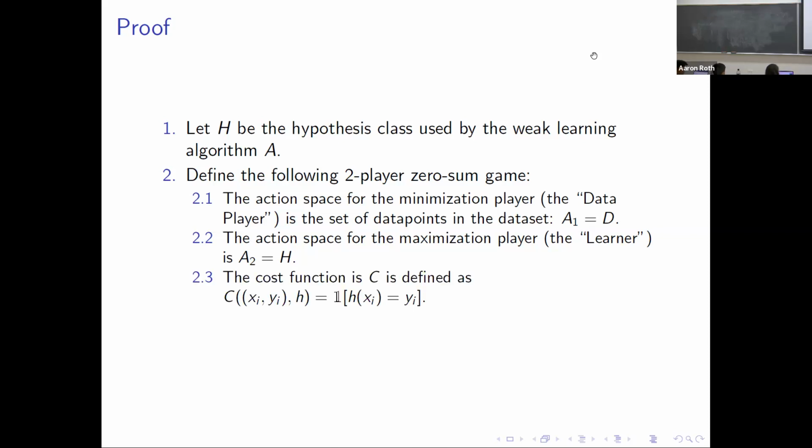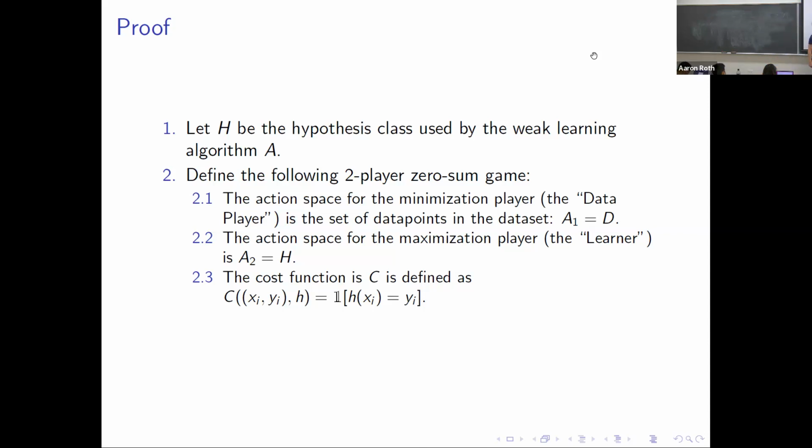Okay, and there's a cost function that the minimization player, the data player, would like to minimize, and that the maximization player, the learner, would like to maximize. Let's try to put the cost function in correspondence with accuracy, right? Anthropomorphizing these characters a bit, the learner would like to maximize something. The natural thing he'd like to maximize is the accuracy of his prediction.